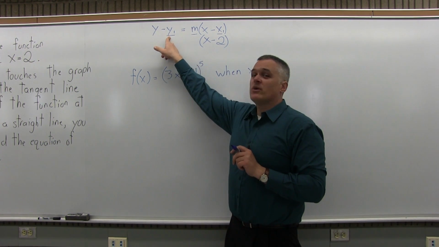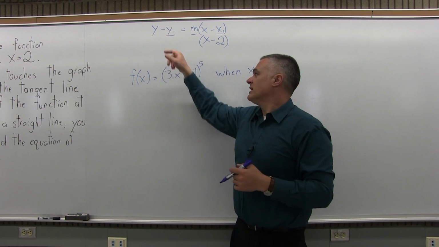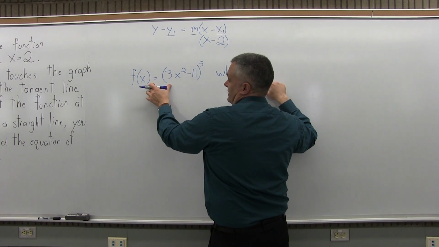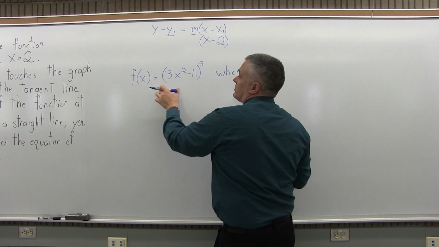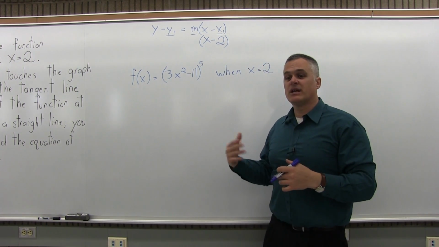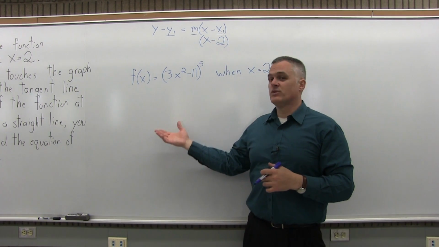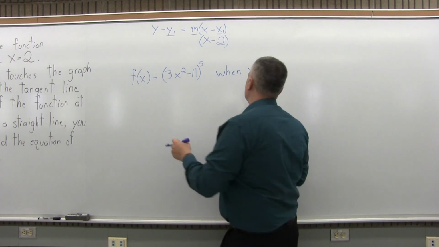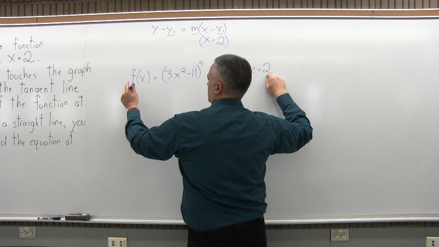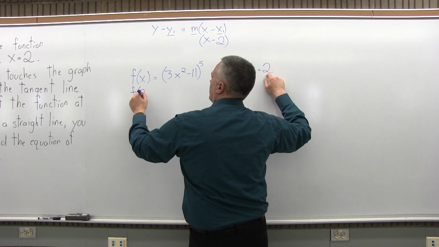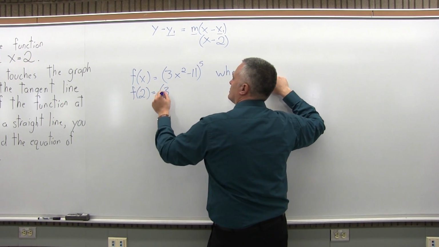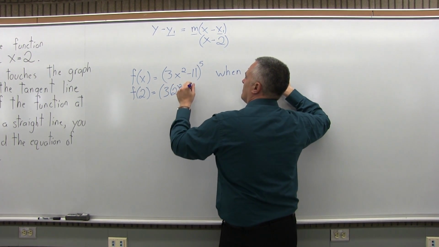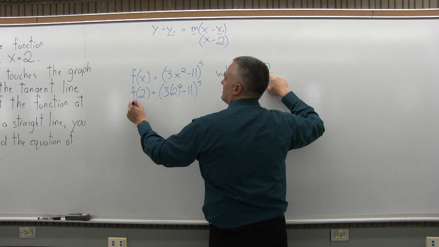Now I need to find the y coordinate that goes with that x of 2, and I can find that by putting a 2 in for x into the function that's given. This function, whatever I put in is the x, what I get out is the y. And once I do the derivative, whatever I put in is the x, and what I get out is the slope. So for the function, no prime, no derivative, f of 2 equals 3 times 2 squared minus 11 to the fifth.